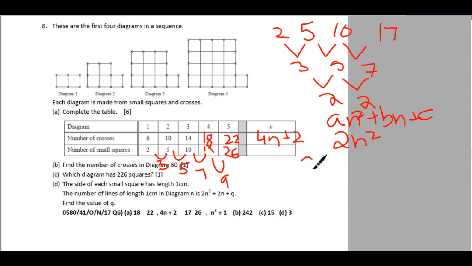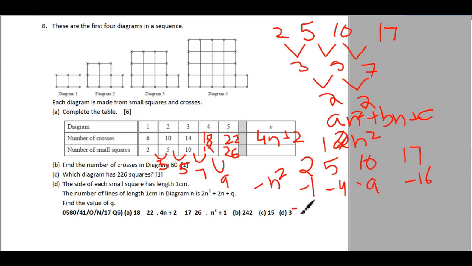So write the original sequence 2, 5, 10, 17, and subtract n square from it, since a was 1. So we subtract 1 from here, 4 from here, then 3 square, 9 from here, and then 16 from here. So we're left with 1 in each case. So the sequence 1, 1, 1, 1, 1, its nth term will also be 1.